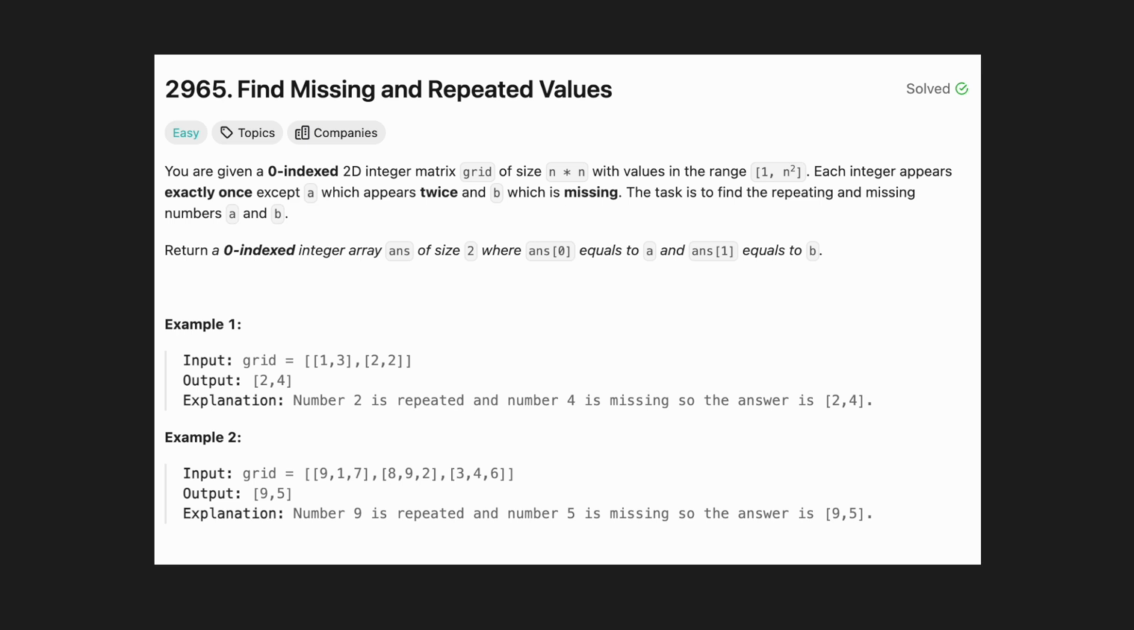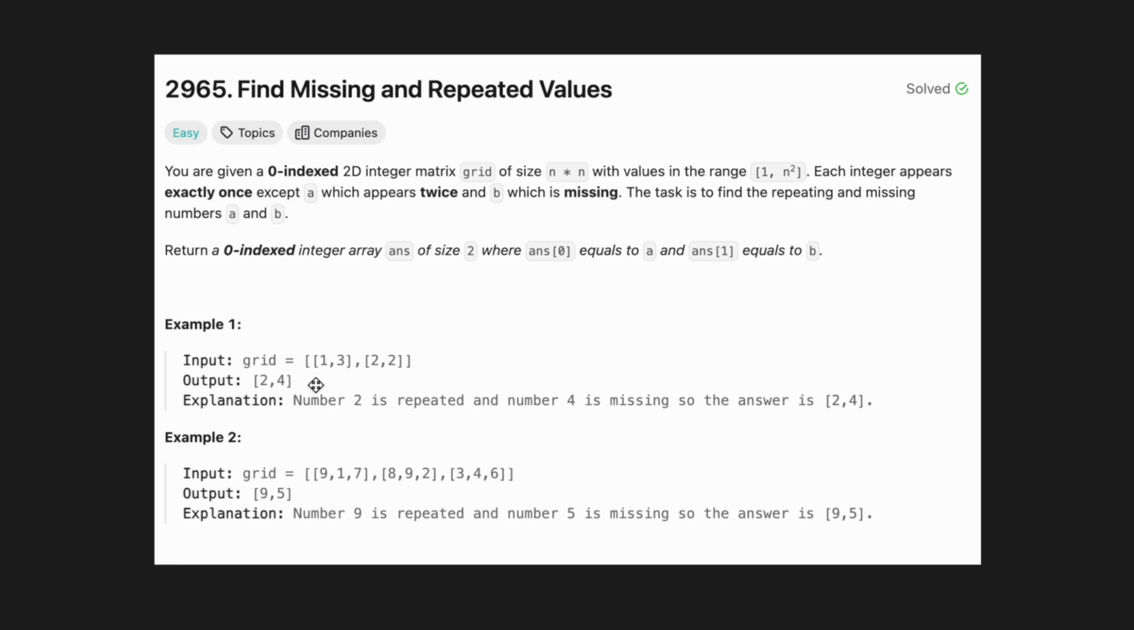So the problem basically states that we are given a 0-indexed 2D integer matrix grid, which is of size n times n, and the values will range from 1 to n squared. Each integer from 1 to n squared will appear exactly once, except one which will appear twice and one of them which will be missing. Our job is to find the repeating and missing number, and we will return an array where the first integer is the one that appears twice and the second integer is the one that is missing.